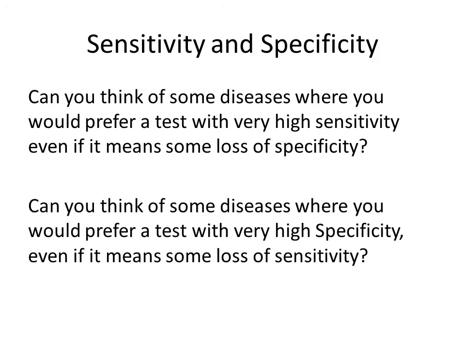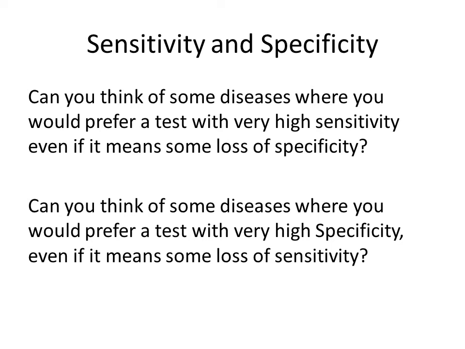Similarly, can you think of some diseases where you would prefer a test with very high specificity, even if that means some loss of sensitivity? That is, if the test is positive, it should be true positive only. Otherwise, it should be negative. That means it will be less sensitive. It may miss out some mild cases. But if it is positive, we should be 100% sure that it is actually positive.